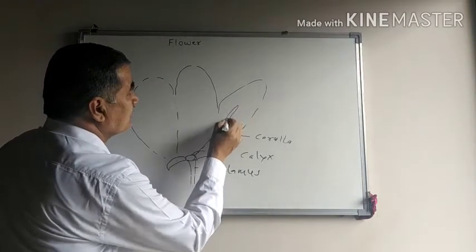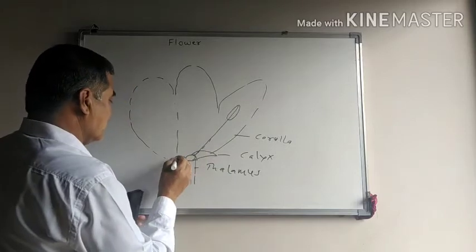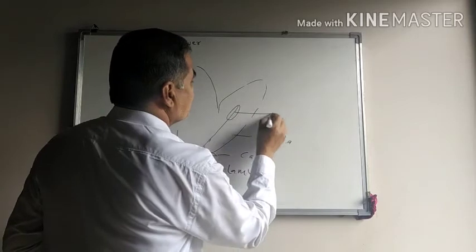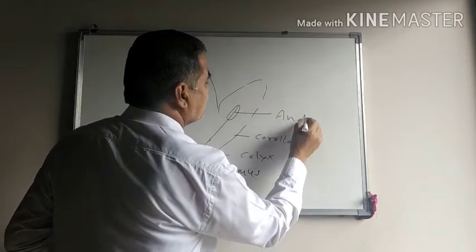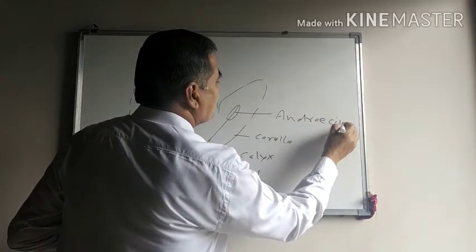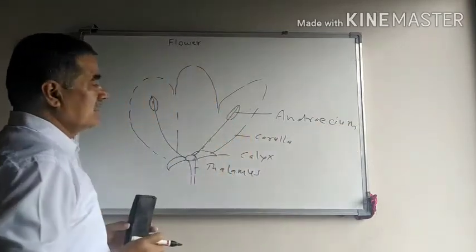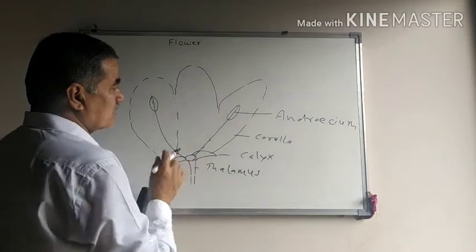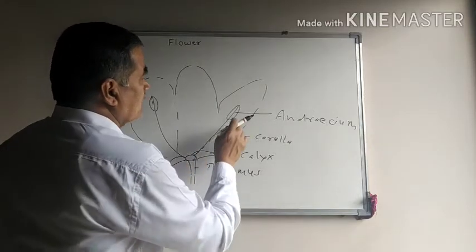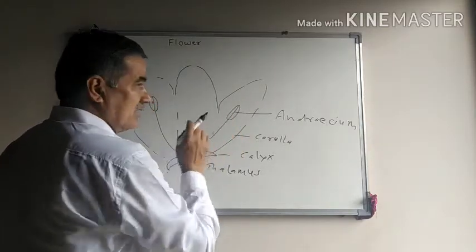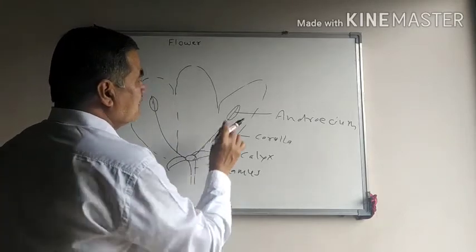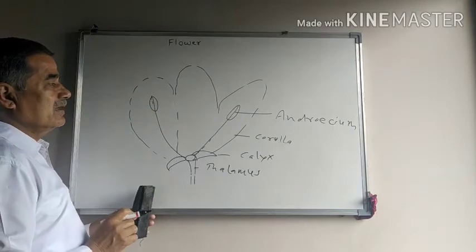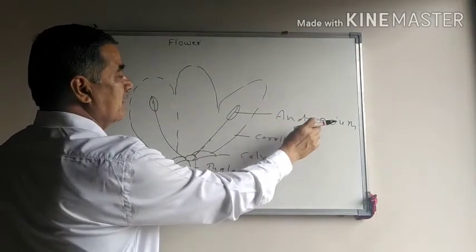The third whorl is an essential whorl, and this essential whorl is known as the androecium. Androecium is the male reproductive organ, the third whorl spirally arranged. It is an essential whorl, taking direct part in reproduction. It consists of the stamens. Stamen bears the pollen grain. Pollen grain germination gives rise to male gamete.